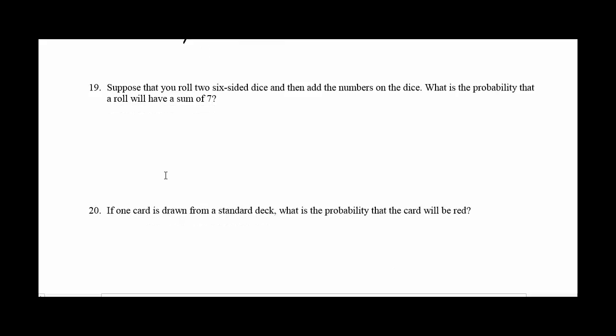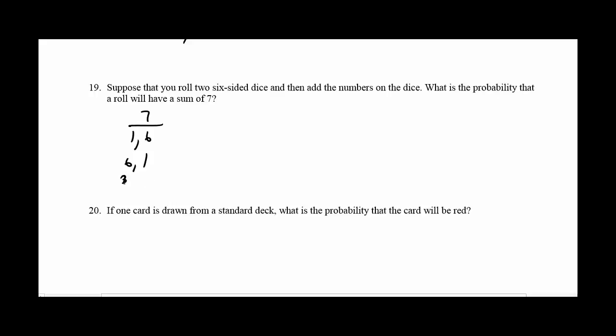Number 19, suppose you roll 2 6-sided dice and then add the numbers on the dice. What is the probability that they will have a sum of 7? Okay, so what we have to first think of is when I roll 2 dice, what are the possibilities that will generate a 7? So it could be a 1 and a 6, or a 6 and a 1.